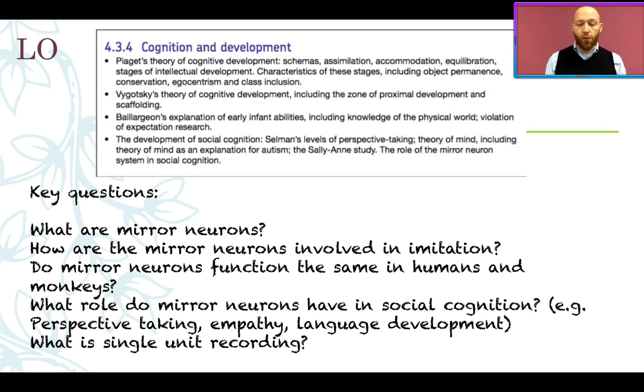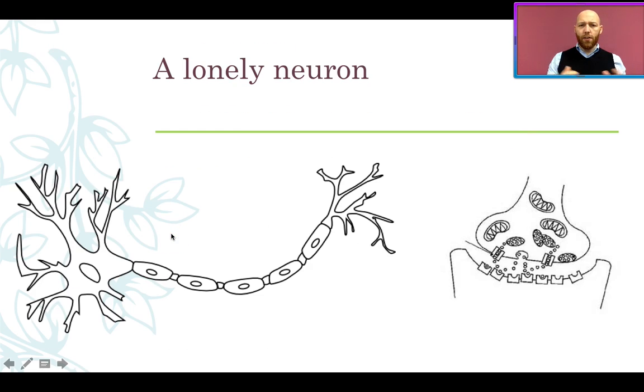Do mirror neurons function the same in humans and monkeys? We may not quite cover this, but this would be a very interesting question to go away and actually investigate. What role do mirror neurons have in social cognition? Crucial, that's the topic under discussion. And what is single unit recording?